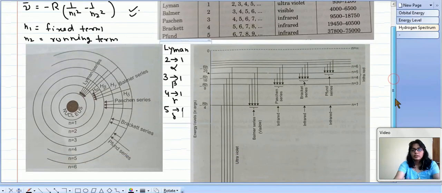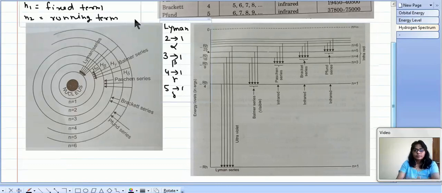Now let us see this energy level diagram. If in the question you are asked to explain hydrogen spectrum, then you have to draw the energy level diagram also. So this is the energy level diagram. In this diagram, these two diagrams are similar to each other, but here it is shown in terms of the orbits, the circular orbits, and here it is shown in terms of the energy, so in terms of the line.